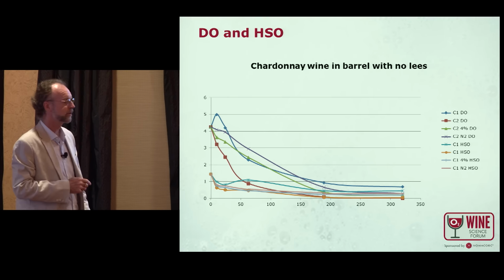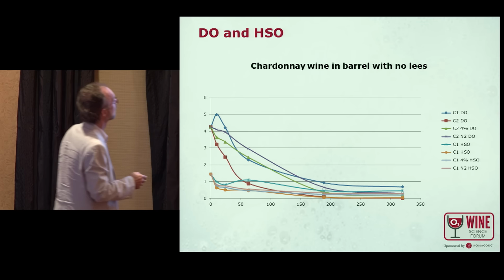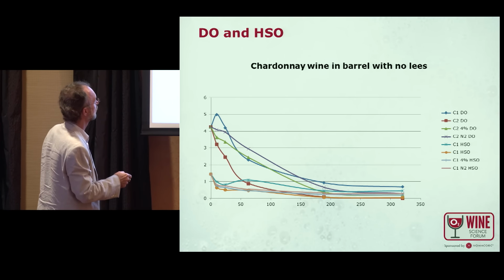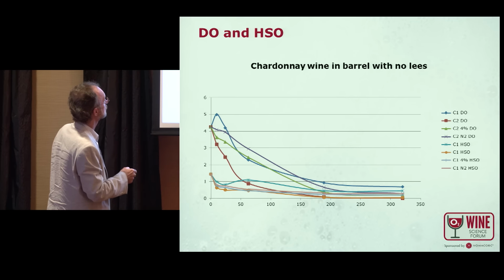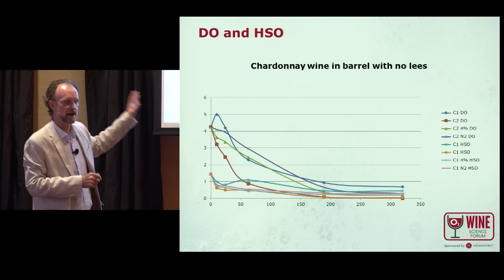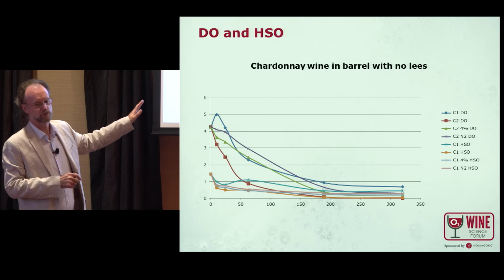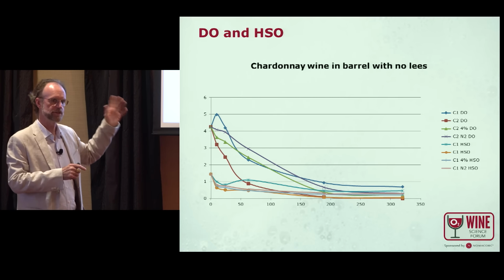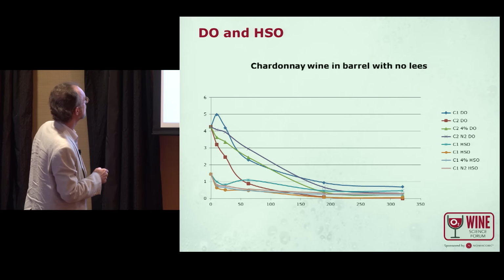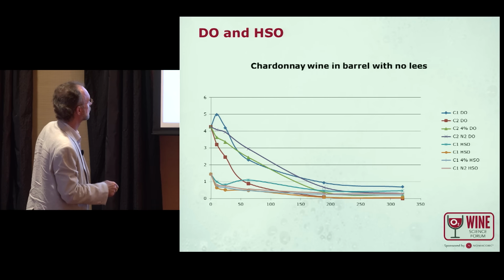Okay, so here's one of the 4 wines. And I'm not going to show all of them. They're fairly similar. This is Chardonnay wine in barrel with no lees. Okay, so we have four similar graphs of the barrel with lees, the stainless steel without, and so on. And so what you see here is the dissolved oxygen goes down as you'd expect.